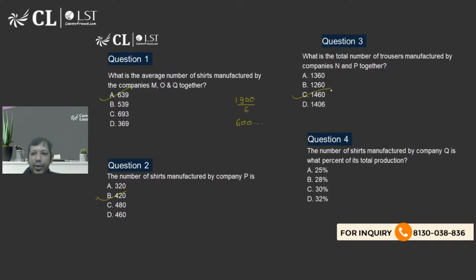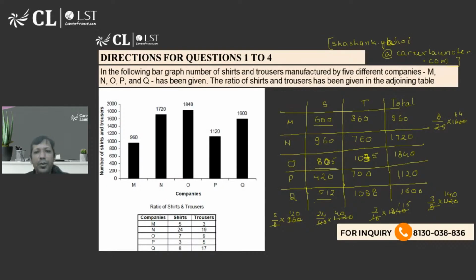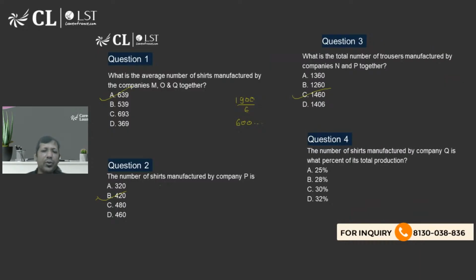The number of shirts manufactured by company Q is what percent of its total production? For question number 4, I don't need to calculate the value. The ratio of shirt to trouser is 8 to 17. So how many shirts? 8 by 25. If I multiply by 100, I am going to get my answer very quickly, and that's going to be 32%. I don't need to work with the actual numbers. Got it?